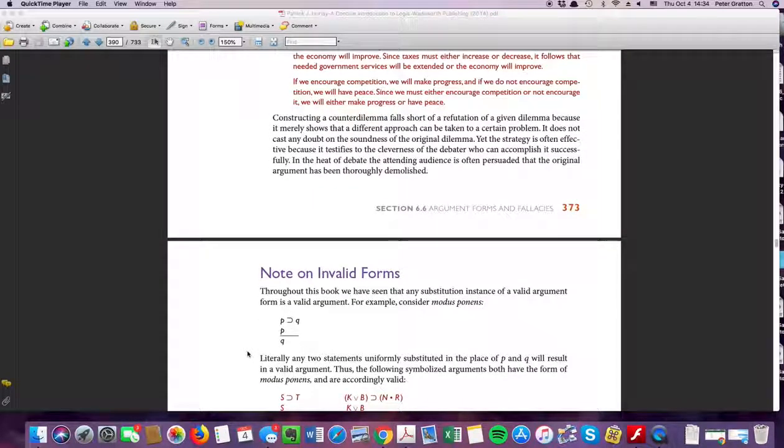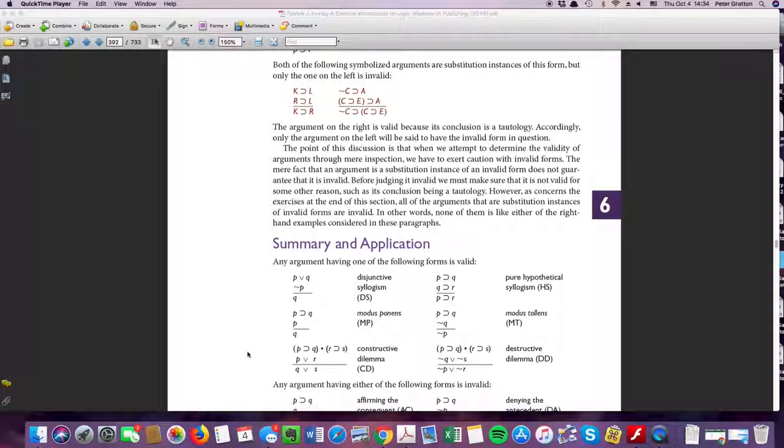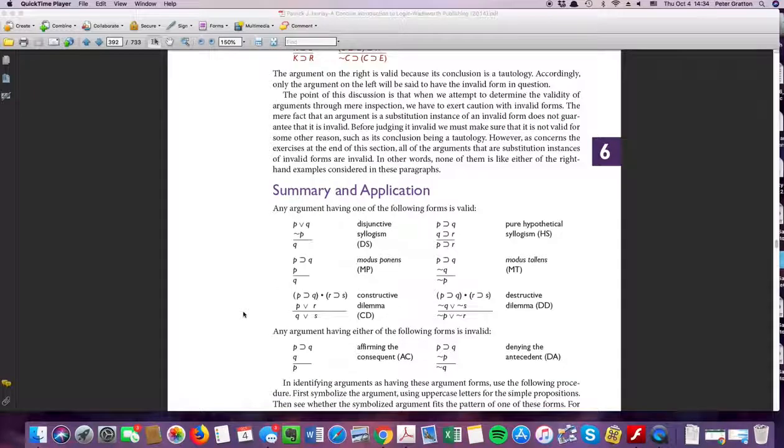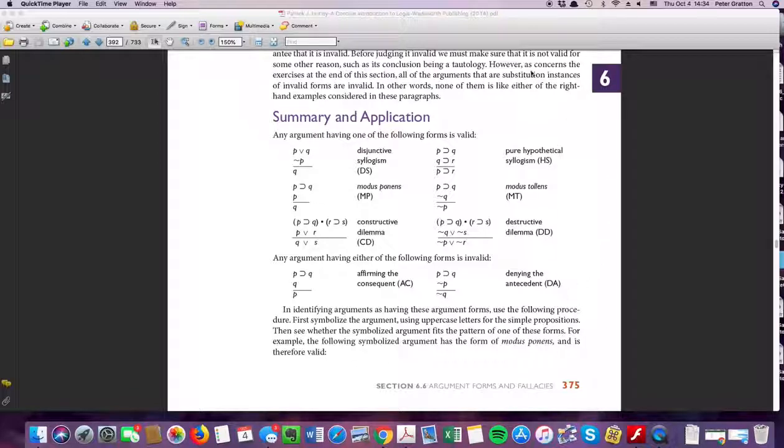So we've been looking at invalid forms as well, and I think we're set up well here to go look at this. We can see here on page 375 a summary of all of the valid argument forms: disjunctive syllogism, pure hypothetical syllogism, modus ponens, modus tollens, constructive dilemma, destructive dilemma. And then we see the two absolutely invalid argument forms, always invalid. If P then Q, Q therefore P is always invalid. If P then Q, not P, therefore not Q, denying the antecedent, is always invalid as well.